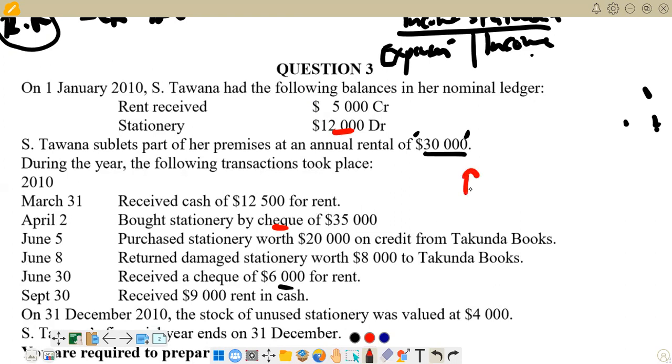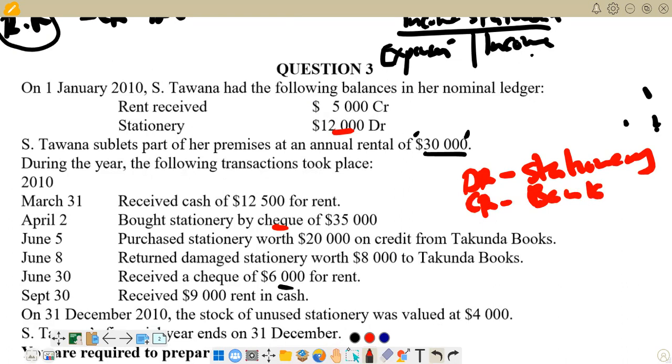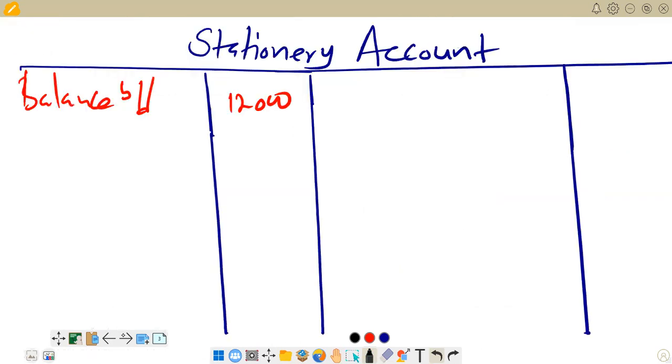So here we debit stationery. That's the double entry on April 2, and then we credit bank. But according to our question, we are concerned with the part of stationery. So we're going to debit stationery with 35,000. So we go to the debit side of the stationery account, and then here we are saying now it's a bank, and the amount is 35,000. So that's what we have in terms of that transaction.